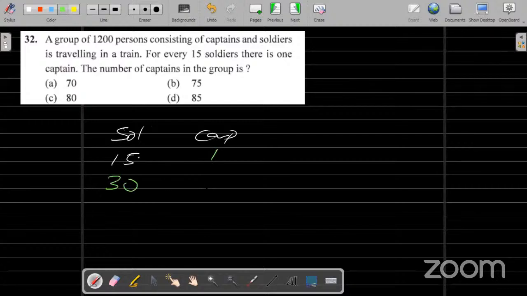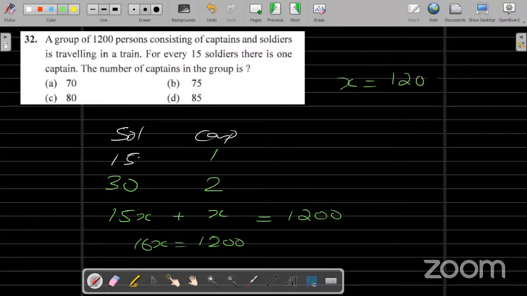For 30 soldiers, there are two captains. For 15 into x soldiers, there will be 1 into x captains. The total number of captains and soldiers together is 1,200. So 16x equals 1,200. x equals 1,200 by 16, that is equal to 75. Option B. It's a very simple question.